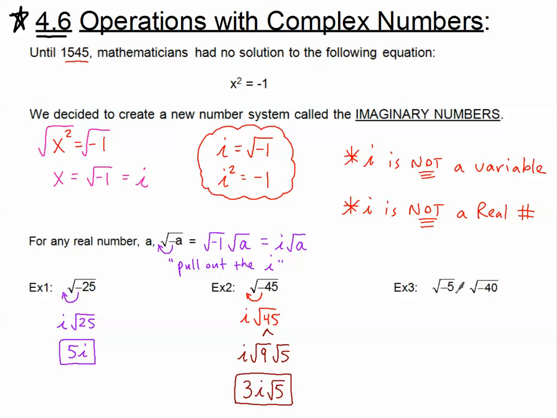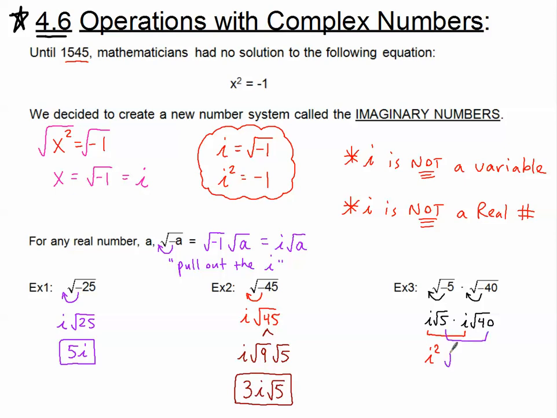If we see two radicals together, I cannot multiply them until the i has been pulled out of each. So this becomes i times the square root of 5, and this becomes i times the square root of 40. And now that I have the real numbers, at least the square roots are real numbers, now I can multiply. Well, if I have an i on the outside and another i on the outside, i times i becomes i squared. And then I have a 5 and a 40 on the inside.